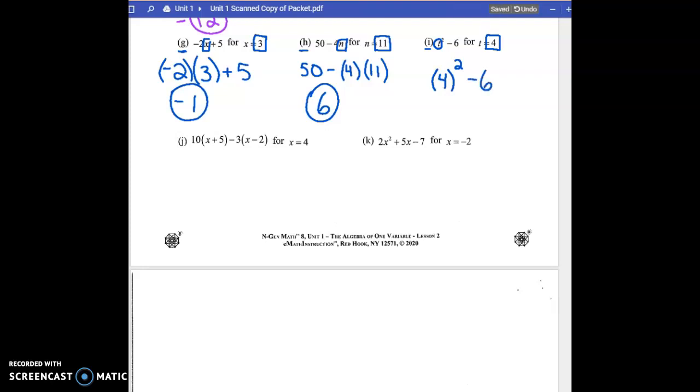Now you have to know how to type that on your calculator, otherwise it's not going to do you a whole lot of good. Remember, we're going to type this in as parentheses, 4, and then we're going to use that caret button, 2, so it's to the second power, and then we're going to do minus 6. Okay, I'm going to type that in on my calculator. And that gives me 10.